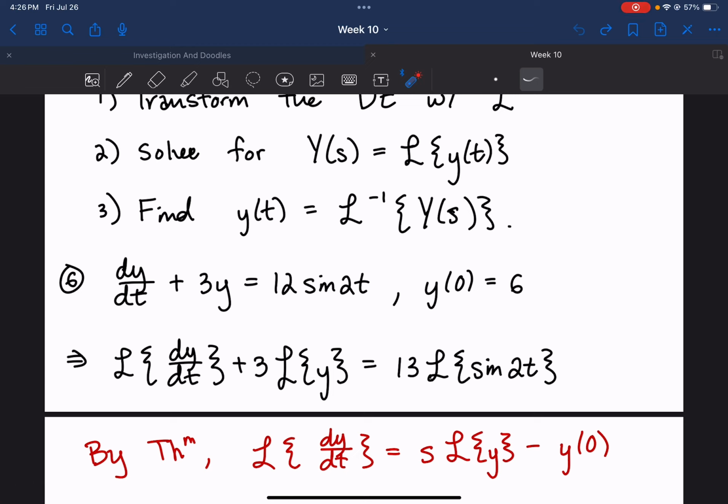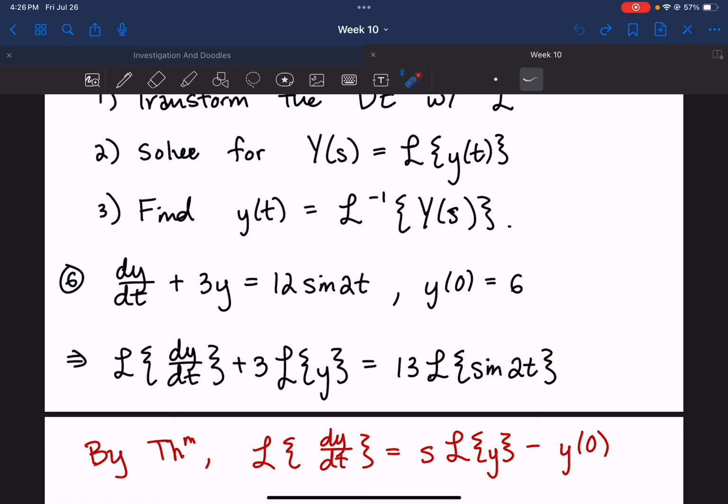Let's look at an example, right? dy/dt plus 3y equals 12 sine 2t, given that y of 0 is 6. Okay, step 1, Laplace transform the whole equation. Laplace transform each of the pieces, right? Remember, constants can come out front. The constants can slide out front of the Laplace transform. Okay, we got the Laplace transform of the first derivative of y, the Laplace transform of y, and the Laplace transform of sine 2t.